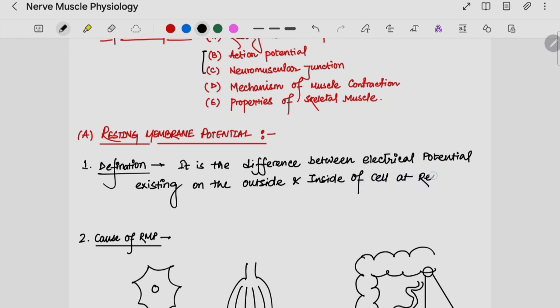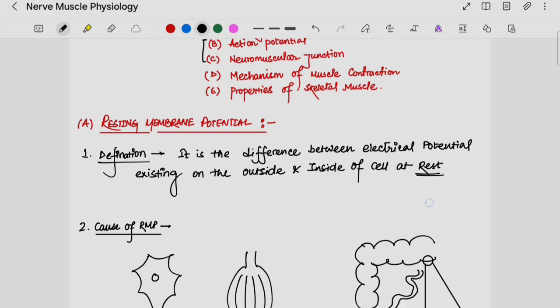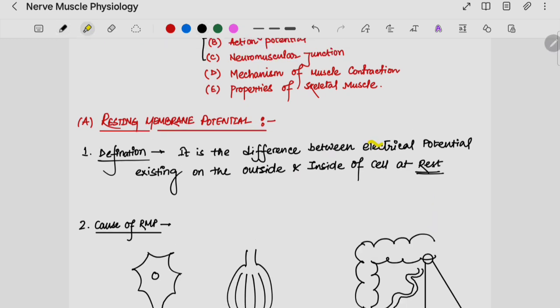At rest, because there is no ionic exchange, and some ions are inside the cell and some are outside of the cell, right? So it is the electrical potential outside and inside of cell, right?